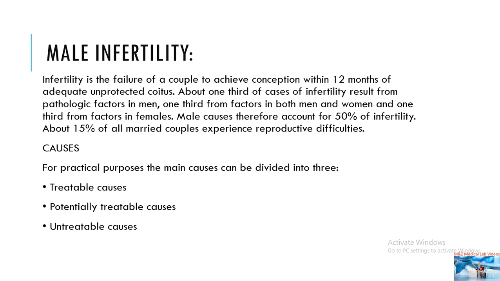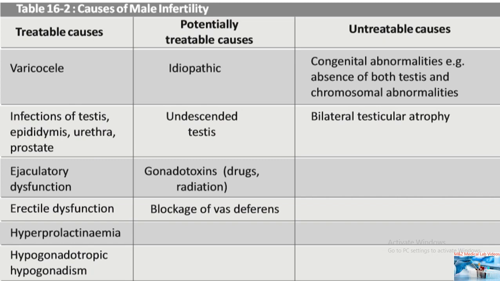Causes. For practical purposes, the main causes can be divided into three categories: treatable causes, potentially treatable causes, and untreatable causes. Treatable causes are varicocele, infection of testes, epididymis, urethra, prostate, ejaculatory dysfunction, erectile dysfunction, hyperprolactinemia, and hypogonadotropic hypogonadism. Potentially treatable causes: it may be idiopathic, undescended testes, gonadotoxins, drugs or radiations, blockage of vas deferens. Untreatable causes are congenital abnormalities, that is, absence of both testes, and also chromosomal abnormalities and bilateral testicular atrophy.